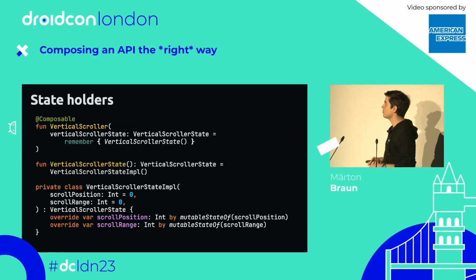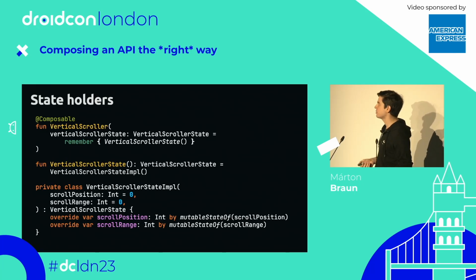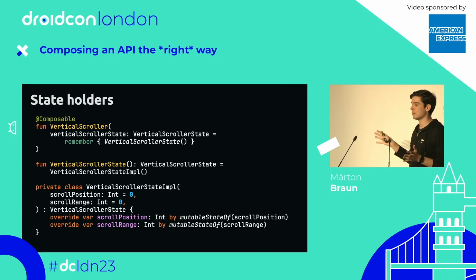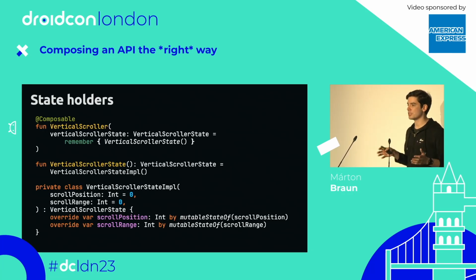And so that callers don't always have to do that, we can add this as a default value to our component to wrap things up. So if no state is passed in, our component can be called without any parameters, and it will just create a state for itself, which it remembers.